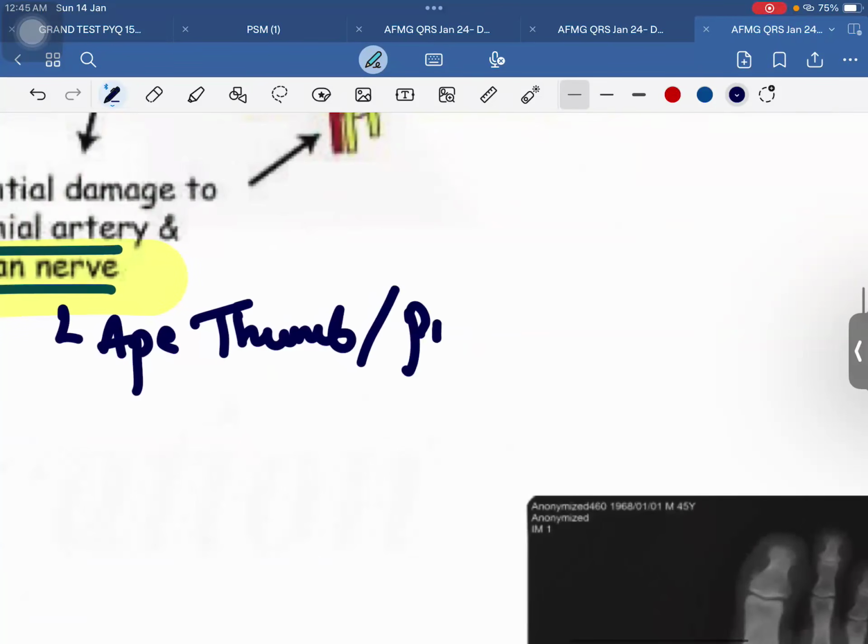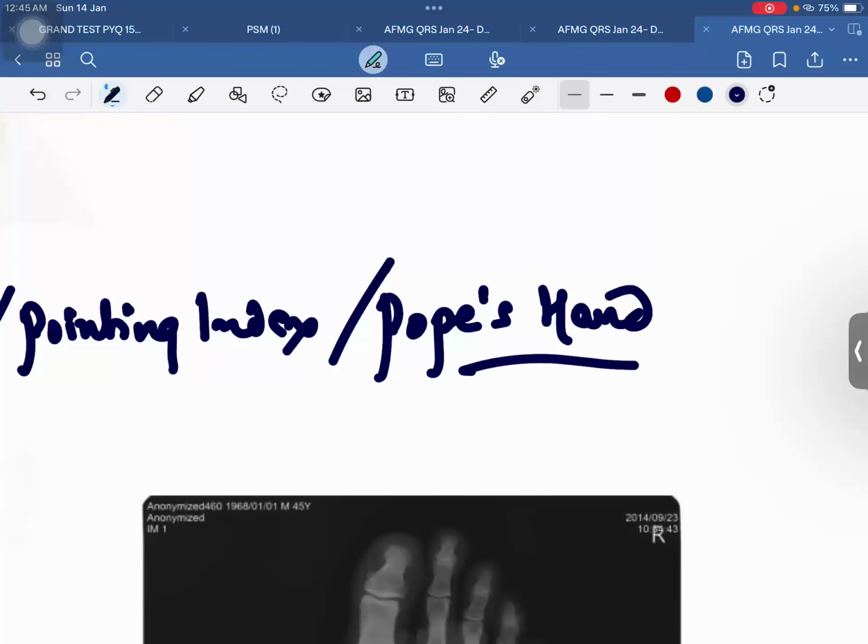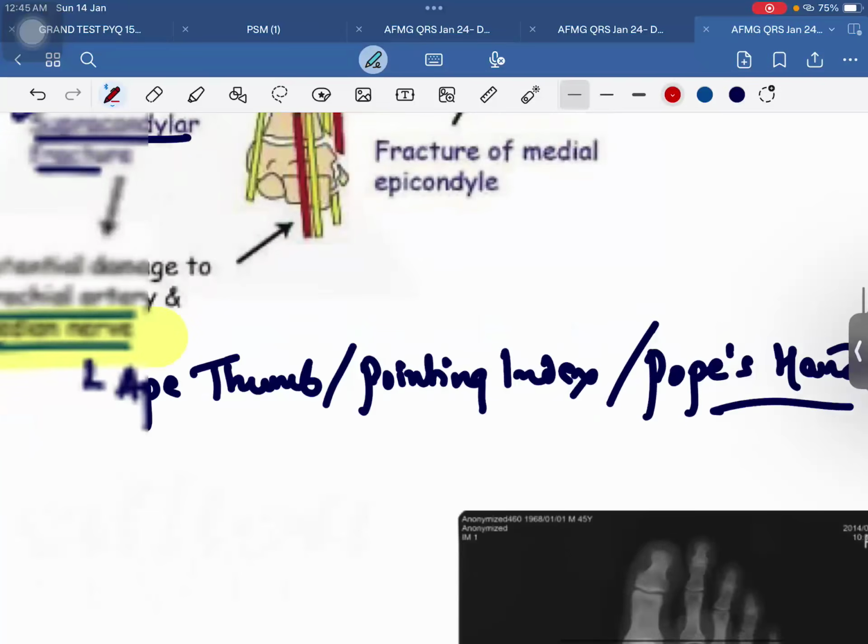Or the patient will have the pointing index sign, beta. Okay, the patient will have a pointing index sign, or the patient will have the Pope's hand or the hand of benediction, right? The patient will have a Pope's hand or hand of benediction deformity. These will be the deformities which can be seen in the patient, beta.